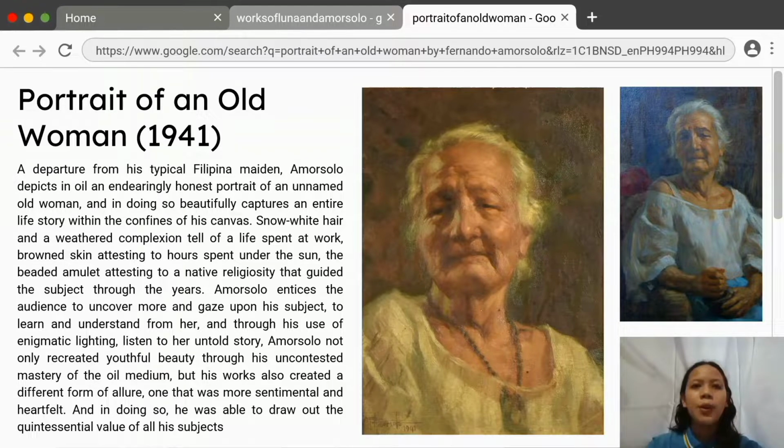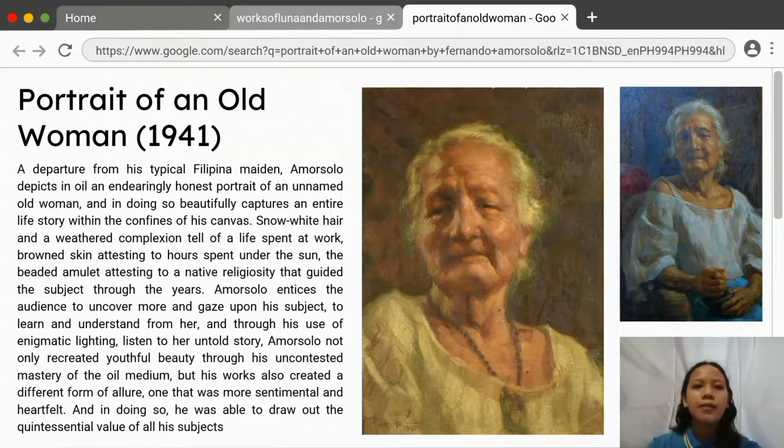With snow-white hair and a weathered complexion, she tells of a life spent at work, brown skin attesting to hours spent under the sun, and a beaded amulet attesting to a naive religiosity that guided the subject through the years. Amorsolo insists the audience uncover more and gaze upon his subject, to learn and understand from her, and through his use of enigmatic lighting, listen to her untold story.